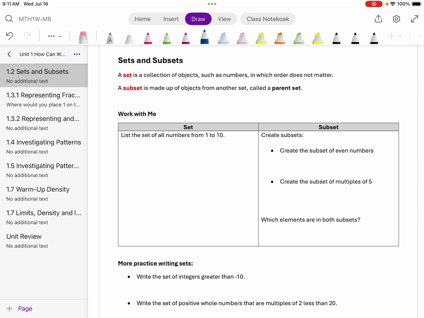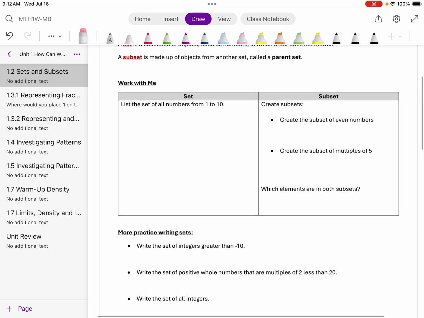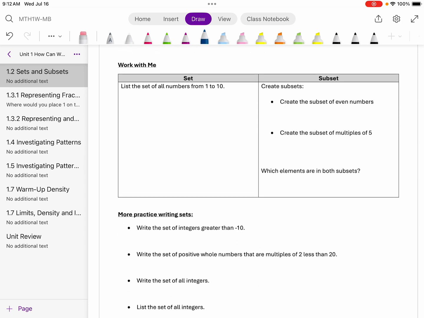So you have the choice to either print this handout out or write these examples out on a lined piece of paper. So what I want you to start by doing is list all of the numbers from 1 to 10. So pause the video while you do that. Okay, so if you've listed all the numbers from 1 to 10, you've probably got a list that looks something like this. 1, 2, 3, 4, 5, 6, 7, 8, 9, 10. So these are called elements of a set.